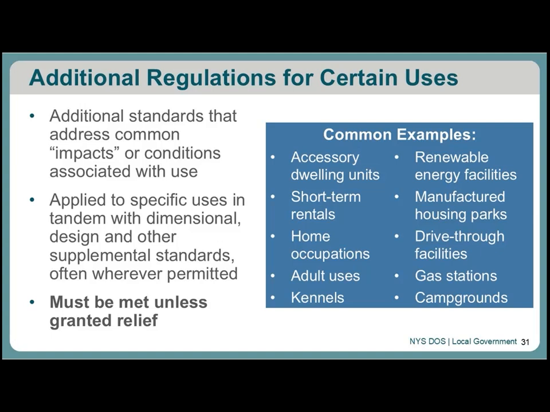But sometimes just doing a search can give you an idea if it pops up in any other chapters in your zoning regulations. I think to keep in mind here is those additional regulations have to be met unless the applicant is granted relief. So what are some of the common examples that we see out there?